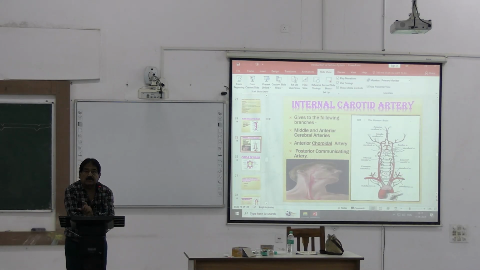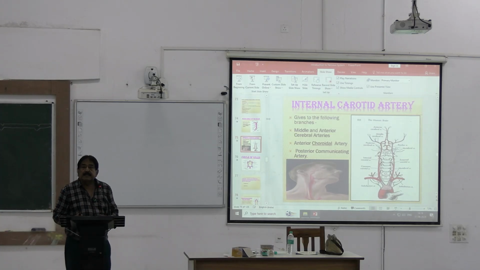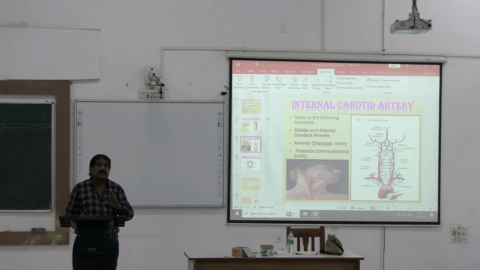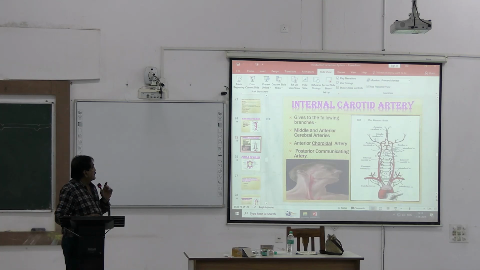Now, there can be a short note on the arterial supply of the brain, and also when you are holding the specimen in the practical, you will be asked to discuss this arterial supply of the brain in the viva. So the major components, the main supply, and the branches from where it is coming: the vertebral arteries and the internal carotid arteries.